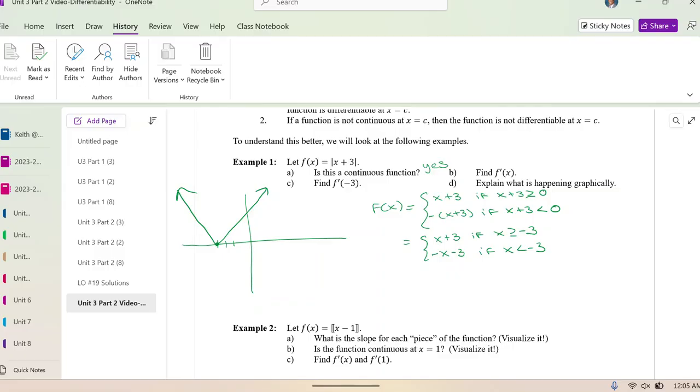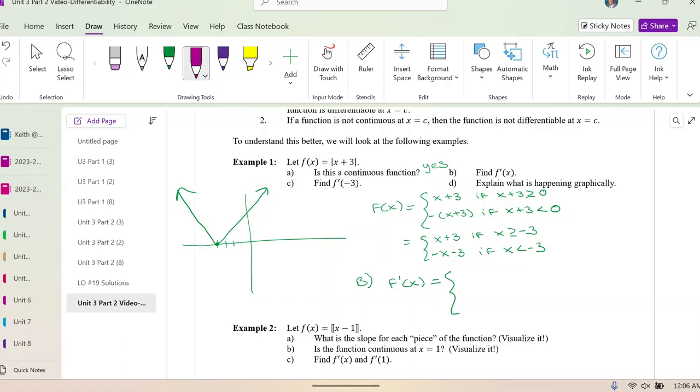The reason why that's important is for part B, when it says to find the derivative. Well, notice derivative means slope. So the slope of this line here is 1. And the slope here of this line is -1.